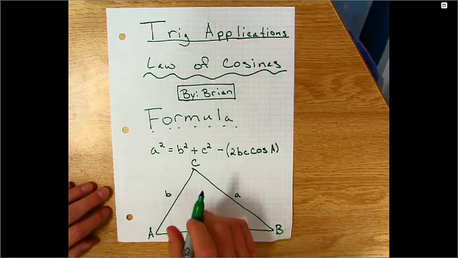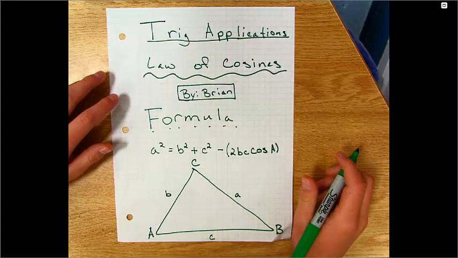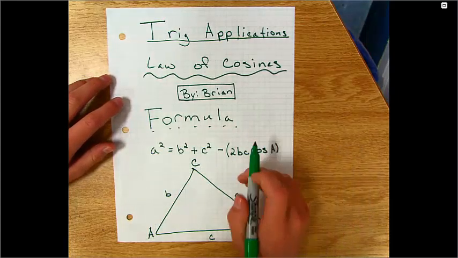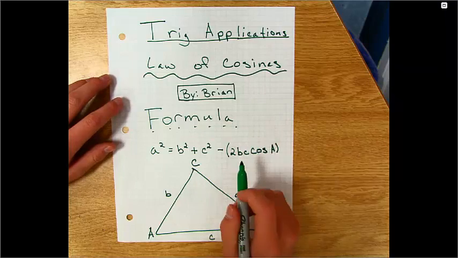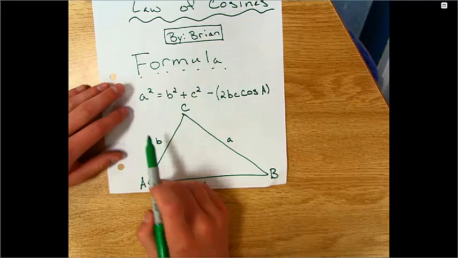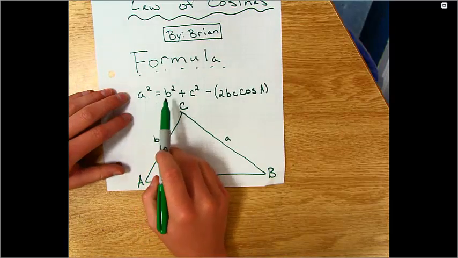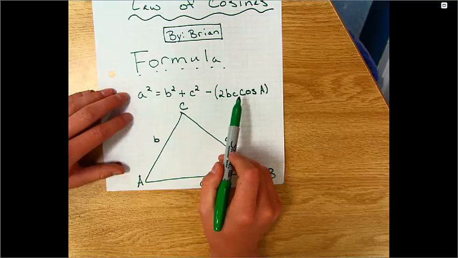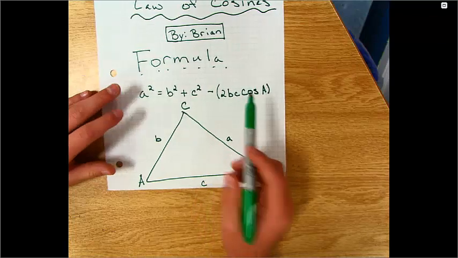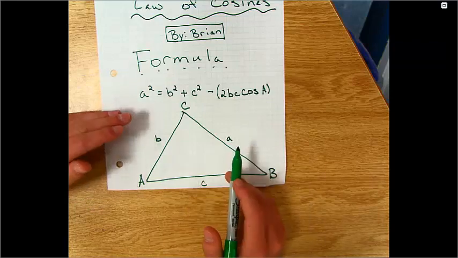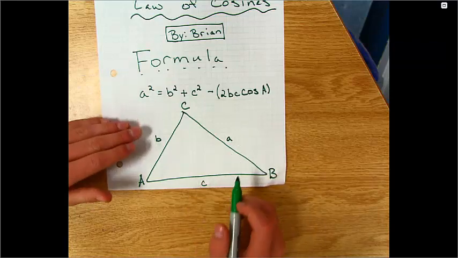Okay, so yesterday we learned about the law of sines for trig applications, and today we'll be learning about the law of cosines, the second law in trig applications. The formula for the law of cosines is a squared equals b squared plus c squared minus 2bc cosine A. While the law of sines was used if you had more angles, the law of cosines is used if you have more sides that you know.